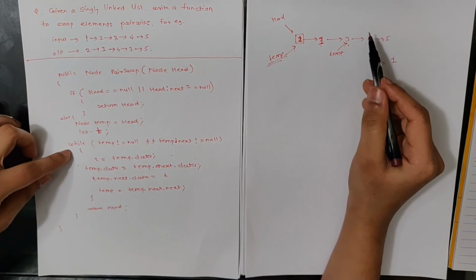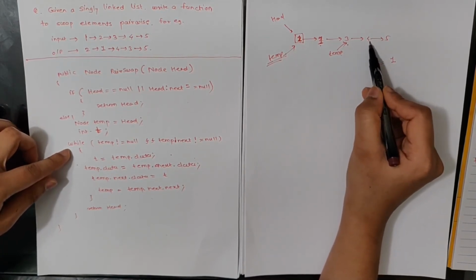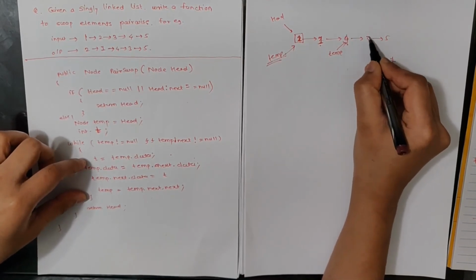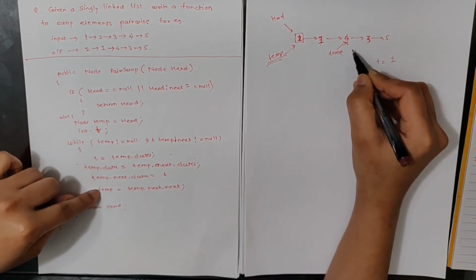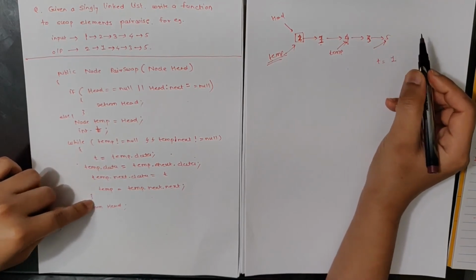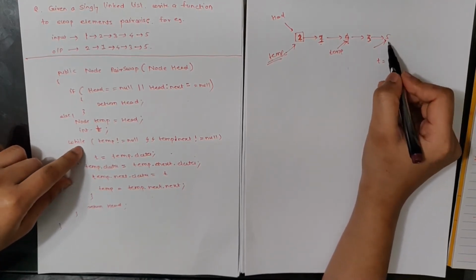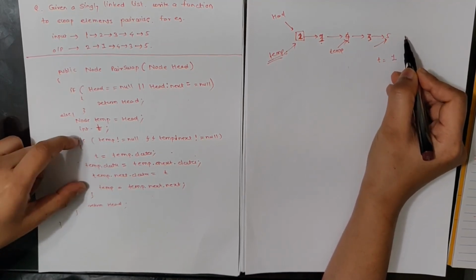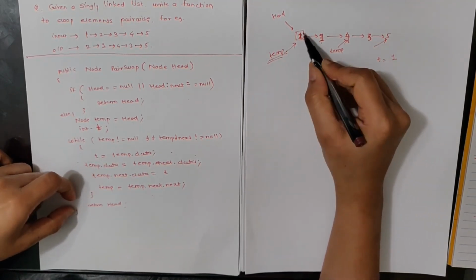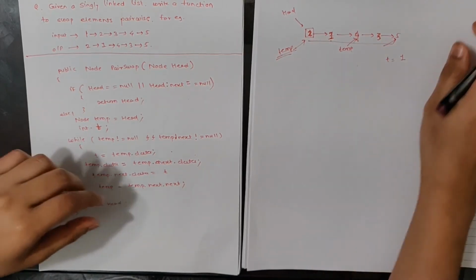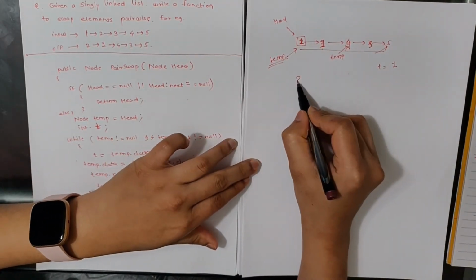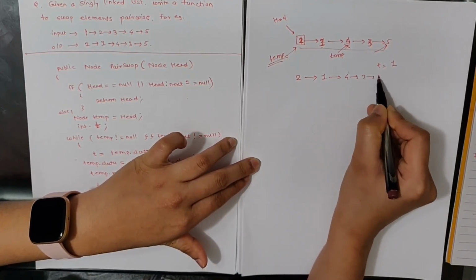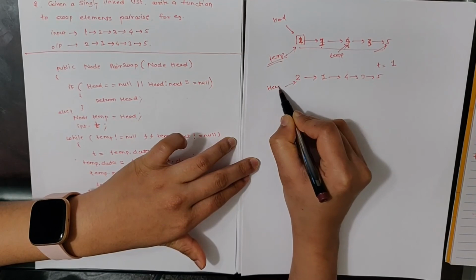Now again it will check whether temp is not equal to null and temp of next is not equal to null. Now it will do the same thing. So now 4 will be here and 3 will be here. Now again it will assign temp here. Now it will check whether temp is not equal to null, but temp of next is null, so it will not do anything. And now it will return the head pointer, that is this one. So now the new list will have 2, 1, 4, 3 and 5, and we will return the head pointer.